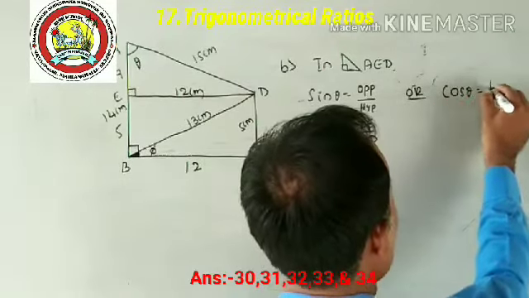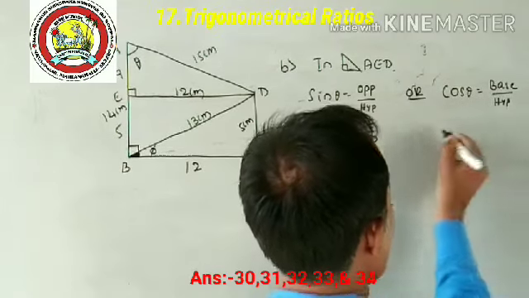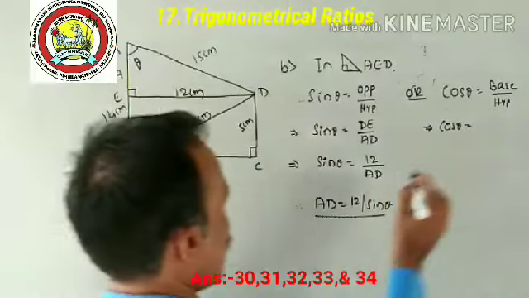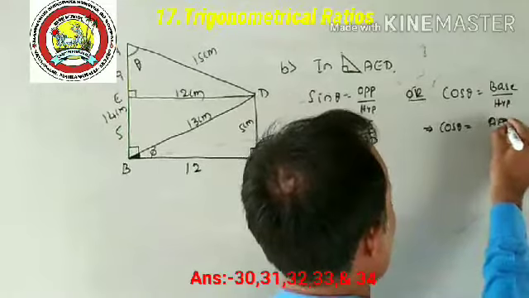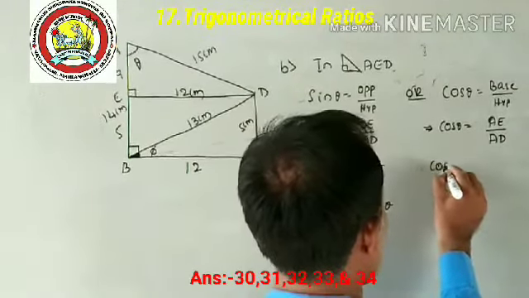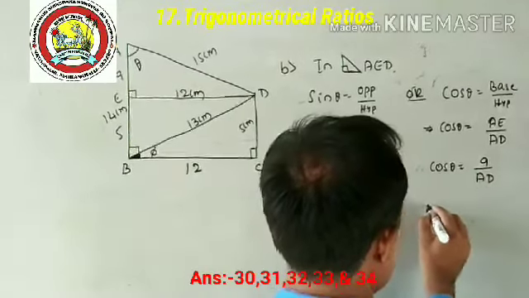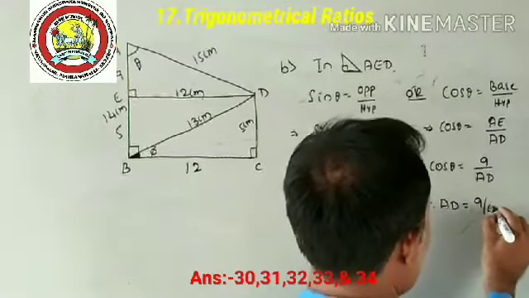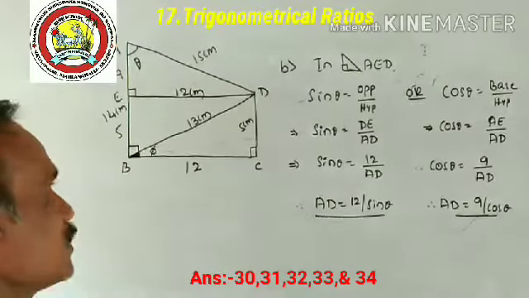Cos theta is equal to base divided by hypotenuse. So cos theta as it is. This time base, that is 9, right? No problem. AE by hypotenuse AD. Therefore, cos theta is equal to the value of AE, 9 divided by AD. Therefore, AD is equal to 9 divided by cos theta. Yes, both answers are correct. Okay, is it clear now?